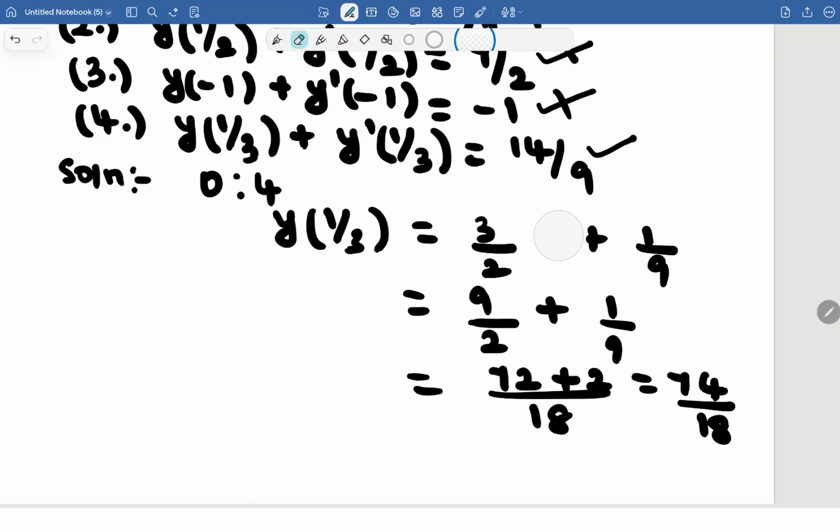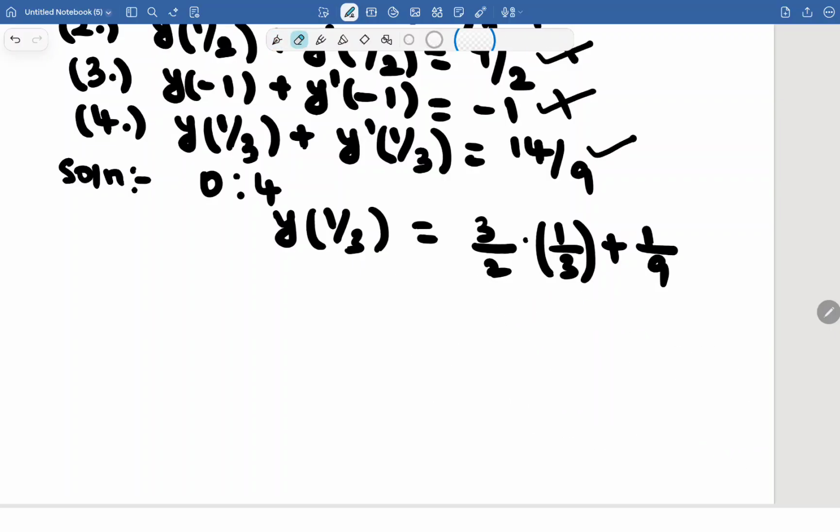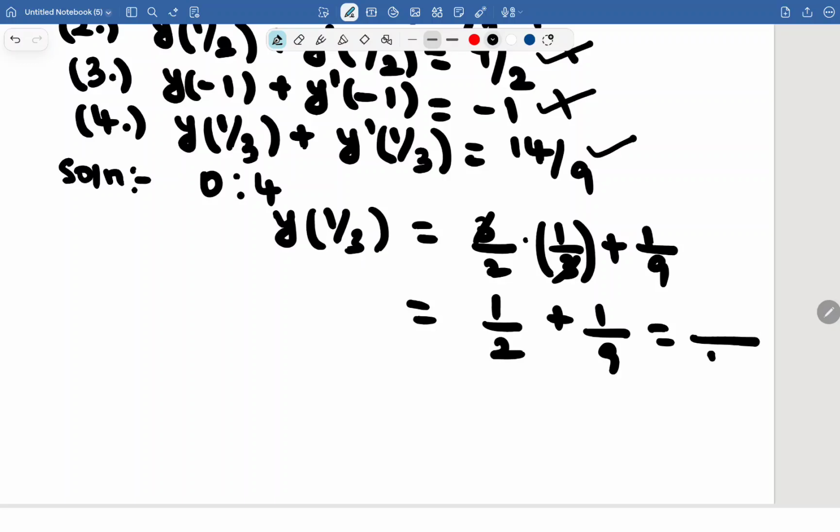Here not 3, here 1 by 3 plus 1 by 9, which is equal to, 3 cancel, 1 by 2 plus 1 by 9. 18, 9 plus 2, 11 by 18.